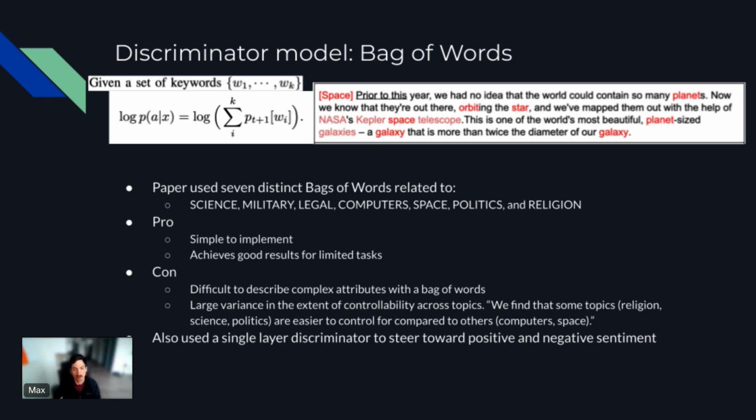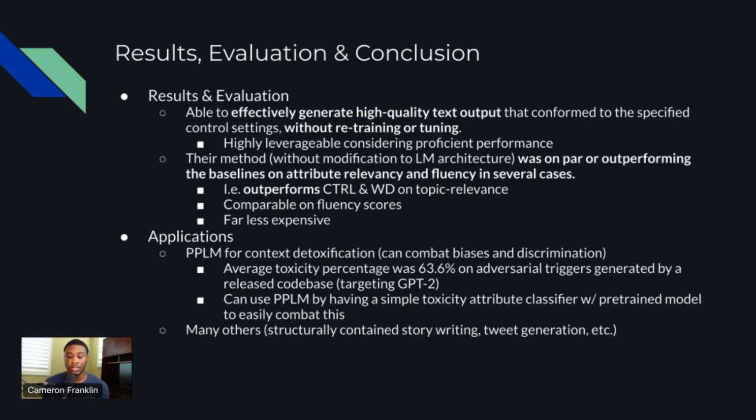So they also applied a single layer discriminator model, a single layer neural network, to steer toward positive and negative sentiment and perform the same generation steps. This addressed some of the cons with bag of words. So overall, they were able to conclude that their plug and play approach was effective in generating high quality text output without the overall expensiveness of either trying to fine tune the model architecture or retrain the entire model as a whole. This is obviously extremely leverageable because it brings the proficient performance without the aforementioned cost.